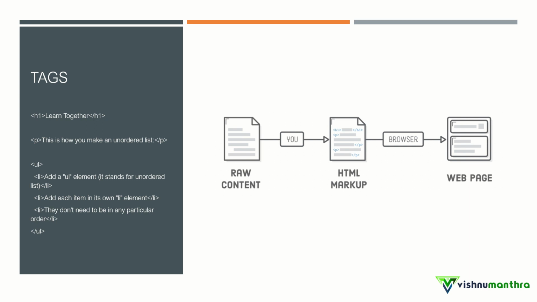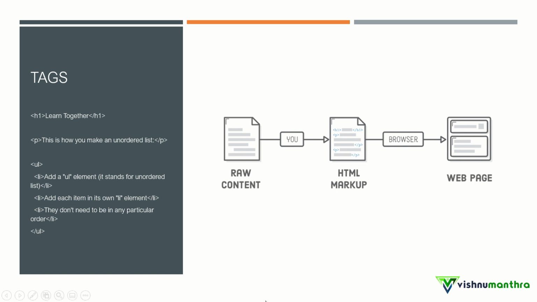So raw content means your raw data. Suppose it is your profile that you are going to show inside an HTML web page, then you will have your raw content marked up within the tags. You will have different tags available, which is called HTML markup, and that you will feed into a browser. The browser will show your web page to the end user. This is how HTML works.